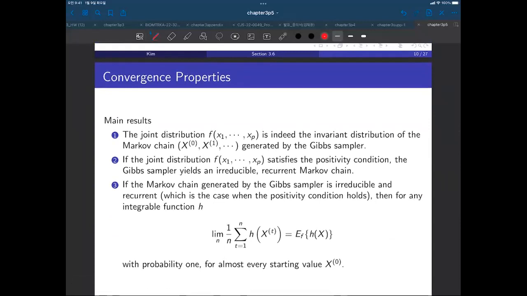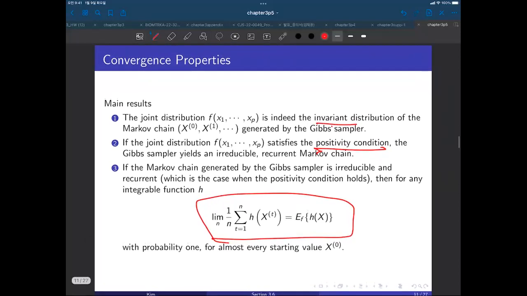Well, I will skip this part. Basically, under some nice conditions, the Gibbs sampling satisfies this property, the ergodic property, and you have some conditions, for example, something like positivity conditions and invariant condition. But I think this is a fairly weak condition actually.